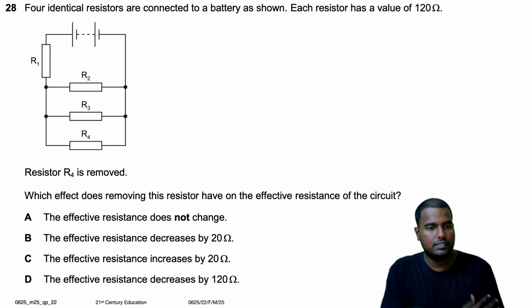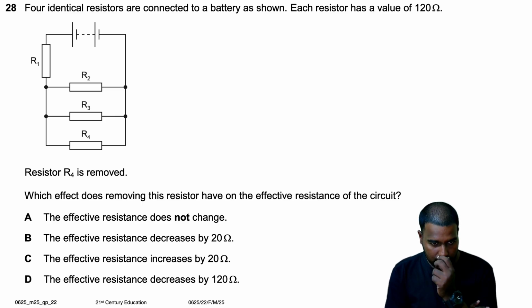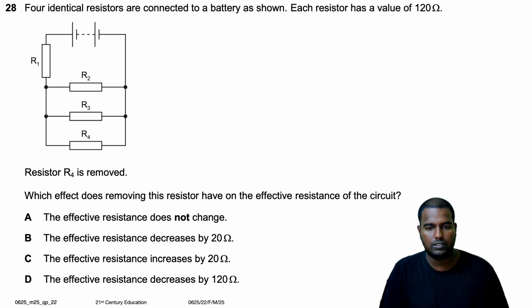Four identical resistors are connected to a battery as shown. Each resistor has a value of 120 ohm. Resistor R4 is removed. Which effect does removing this resistor have on the effective resistance of the circuit?